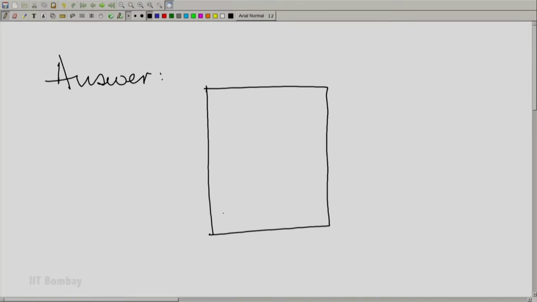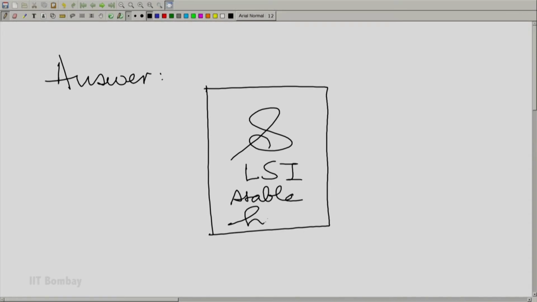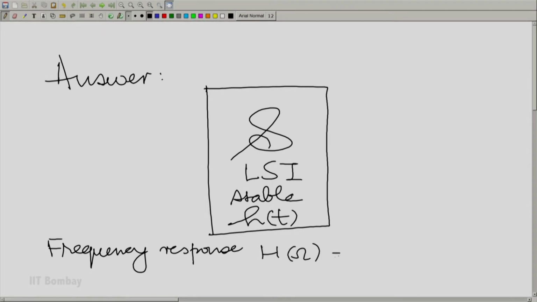So, answer, I have the system S, it is linear shift invariant, stable, it has an impulse response h t, and I can define the frequency response of the system. Let us call it h omega, defined by the integral from minus infinity to plus infinity of h lambda e raised to the power minus j omega lambda d lambda.